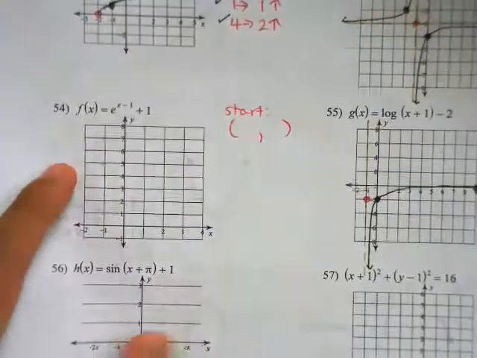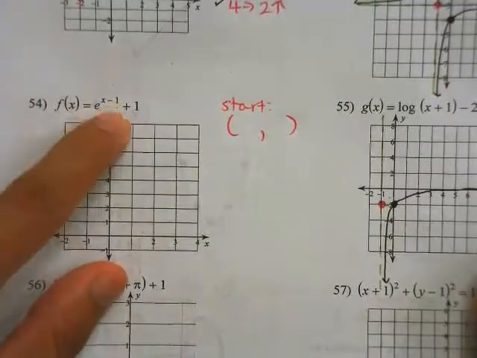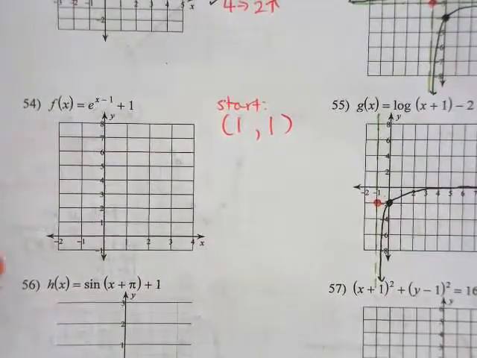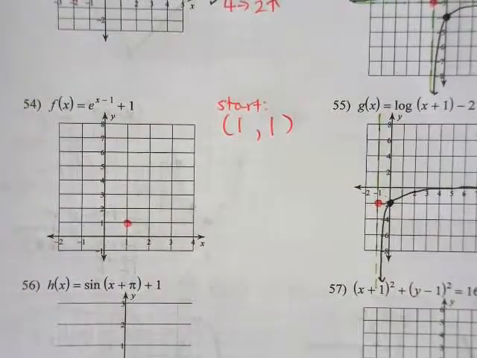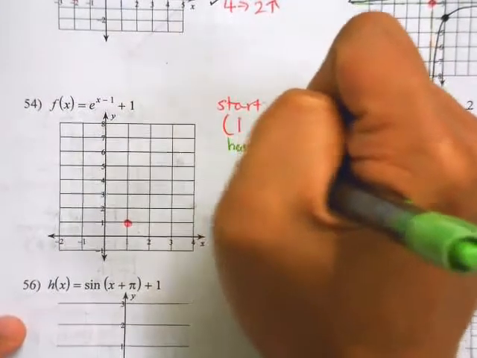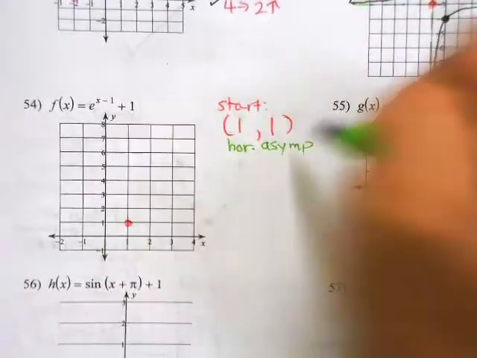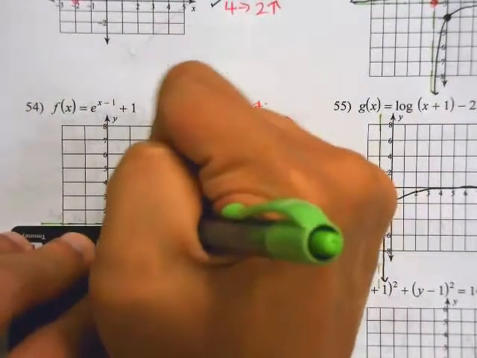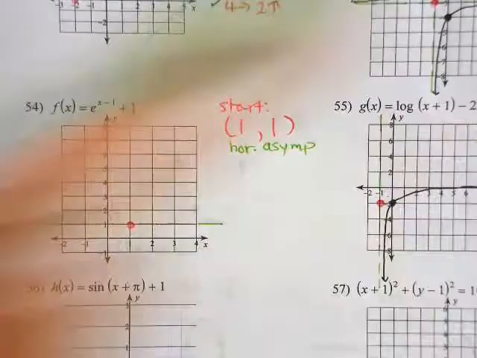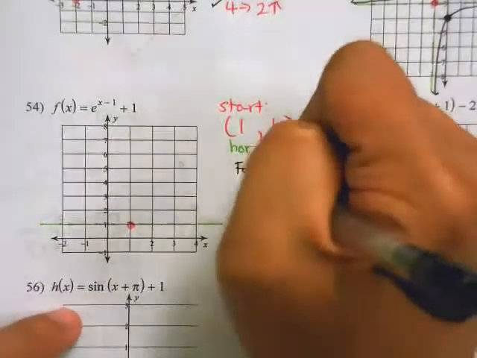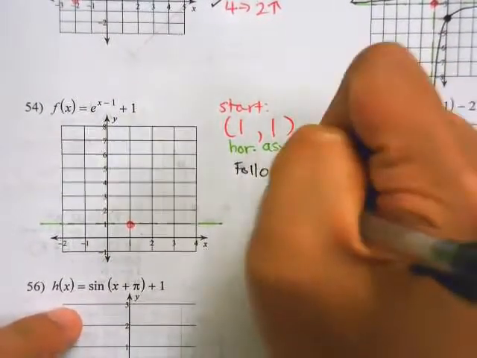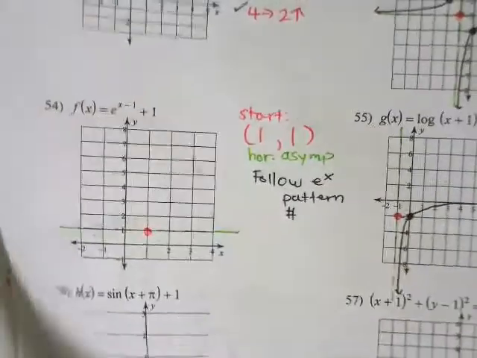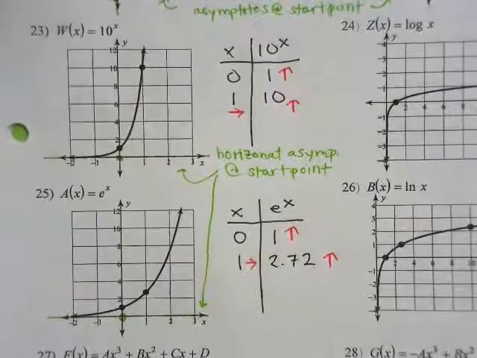Let's take a look at your start value. Your start value, opposite, same: 1, 1. Okay. Then, over here, you're going to make a horizontal asymptote, left to right, so it will not pass this part here. We're going to follow the e to the x pattern, and on this worksheet, it is number 25.